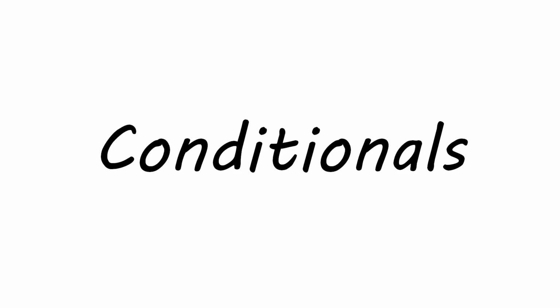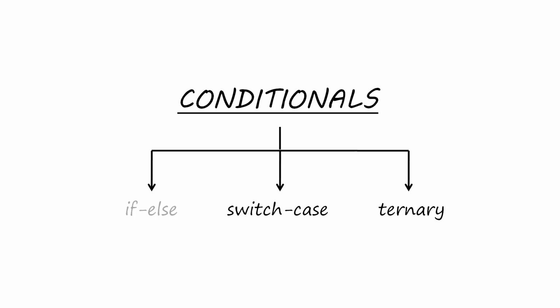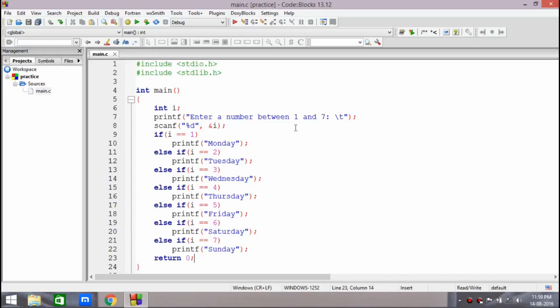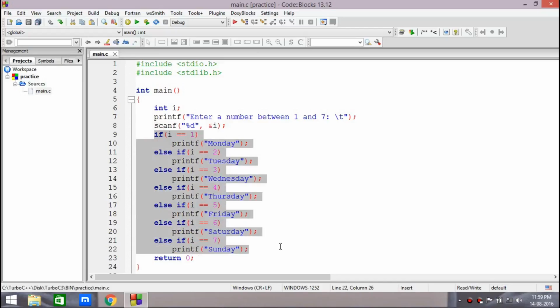In this video, I'll explain the rest of the two conditional statements, switch case and ternary operators. First, let's see this example. Here in this program, I've scanned a number between 1 and 7 and then stored it in I. Then I'm comparing this I with different integers, and according to these integers, I'm printing the day number. This method has a disadvantage that I have to compare this I again and again with different integers. So we have a better solution for this, which is switch case.